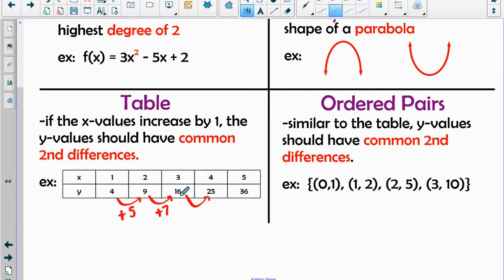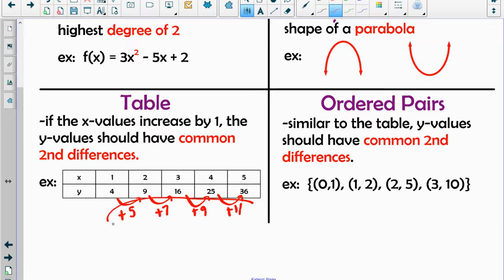Now the next difference, so 16 plus how much would give me 25? I could do 25 minus 16 and find out that that's an increase of 9. And then finally from 25 to 36, I can do 36 minus 25, which is 11. So that shows an increase of 11. 25 plus 11 is 36.